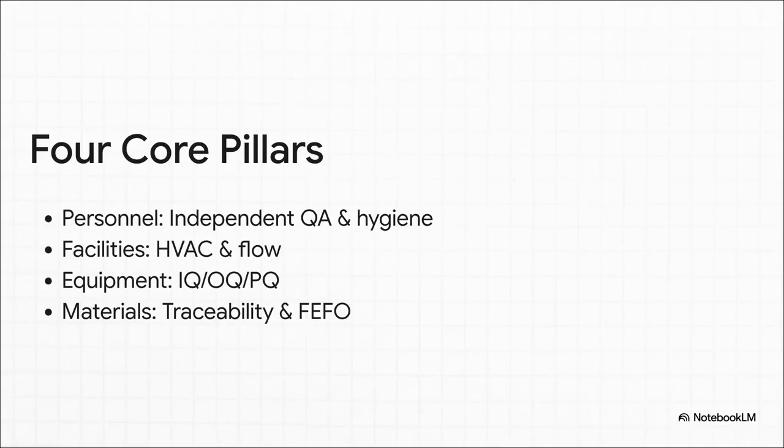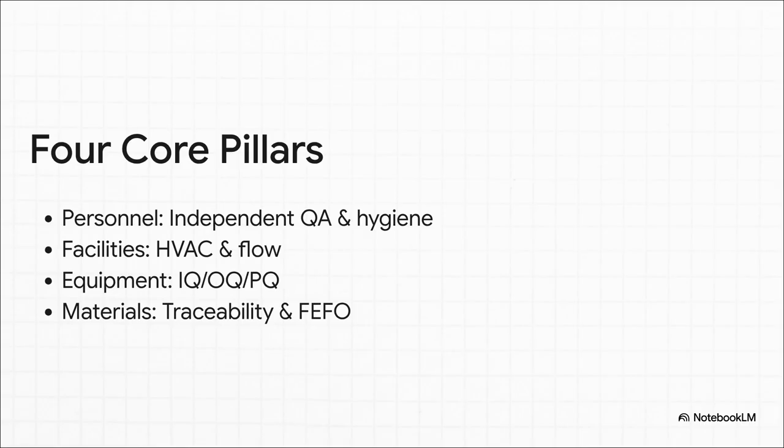This is where we learn how to build that flawless quality ecosystem. The course breaks it down systematically into 4 non-negotiable pillars. First up is personnel, because honestly, without a highly trained, accountable workforce and a strictly independent quality unit, the whole system just collapses. Next is buildings and facilities, where you'll see how unidirectional flow and precise HVAC cleanroom classifications become your very first line of defense against contamination.